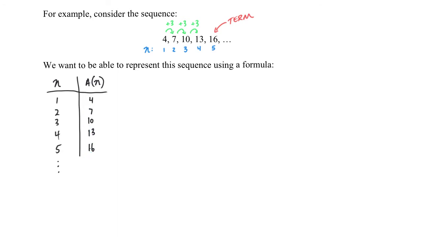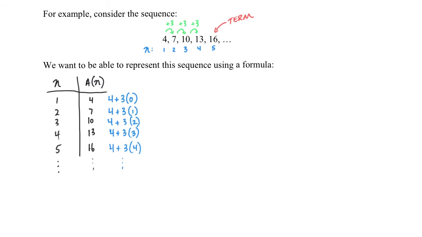If I were to rewrite this a different way, isn't it true that this is 4 plus 3 times 0? So 3 times 0 is 0, 4 plus 0 is 4. Isn't that the same thing? I could rewrite this one as 4 plus 3 times 1. I could rewrite this one as 4 plus 3 times 2. 4 plus 3 times 3. 4 plus 3 times 4, so on and so forth. Okay? So here is a way to generate any term in the sequence.